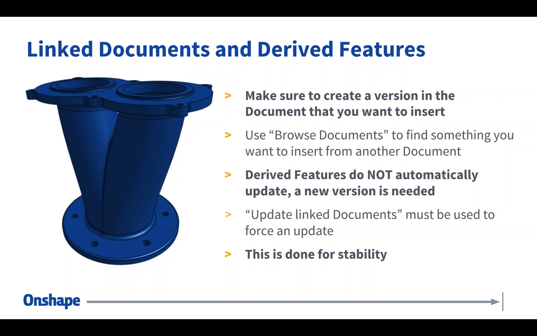Just use the browse documents. So in the derived feature, you have browse documents. The important thing here is if you do not want it to dynamically update, this does not do that. And I think that's what a lot of users ask for. So when you insert a derived feature that's linked to another document, it does not automatically update. You would need to create a new version and then right-click Update Linked Document to get it to update. And this is done deliberately so that you have a stable version that you can always build off of.